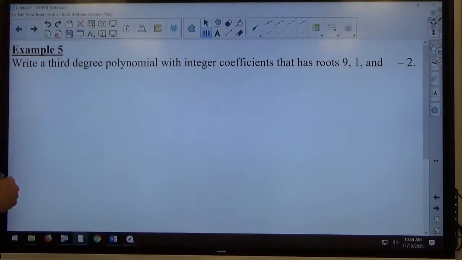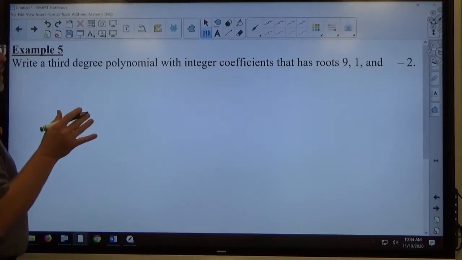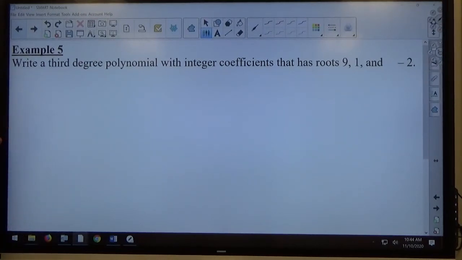So first off, if the roots are 9, 1, and negative 2, I'm going to write a few things on here you don't have to do. I just want you to see where things are coming from. So I'm going to say don't write until I tell you to start writing, because what I'm about to write here is not necessary ever, but I need you to see where things are coming from.